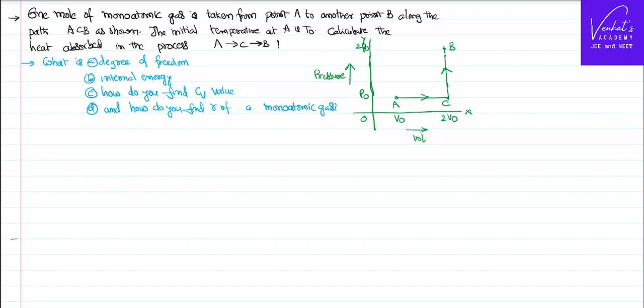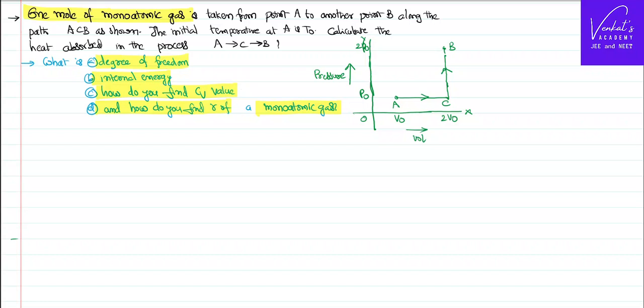Here in this video, we are solving a problem. Let me read out the problem for you. 1 mole of monoatomic gas. So before going further, we need to know many things about monoatomic gas. What is its degree of freedom, internal energy, how do you measure its CV, and how do you find the value of gamma. So I will keep the problem aside for a while and talk about these parameters, right?